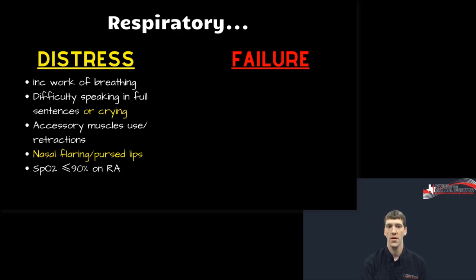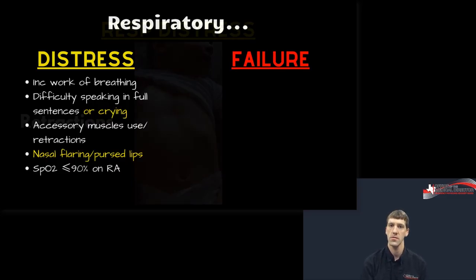First, for respiratory distress, you can see in yellow that we add a few new things that are pediatric specific. Again, our respiratory distress patients are going to be those that have increased work of breathing, difficulty speaking in full sentences, or for those infants and young children, crying and having difficulty. Also, accessory muscle use or retractions is an indicator of respiratory distress. And then for pediatrics, also nasal flaring or pursed lips can be an indicator. And then finally, you have an SpO2 less than 98% on room air, and then they pop up very nicely and quickly with just a little bit of oxygen up to normal values.